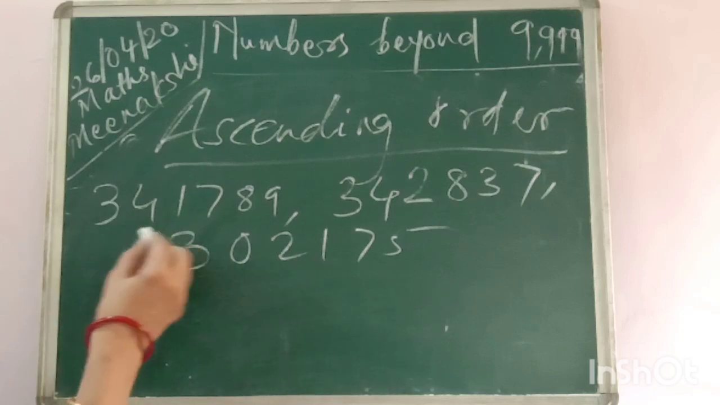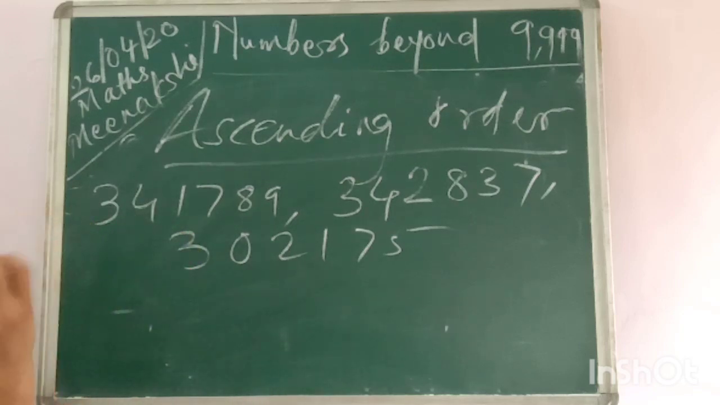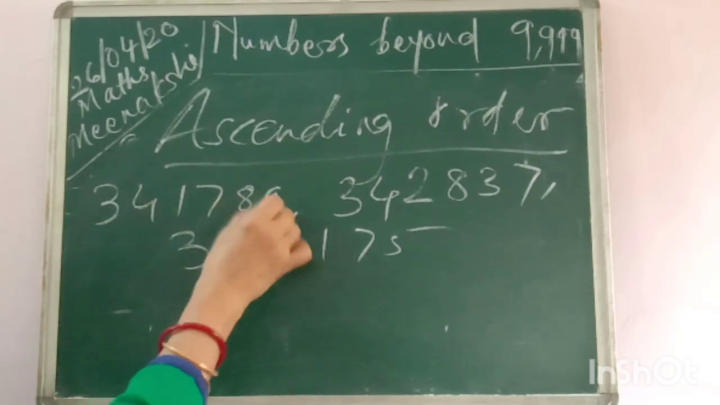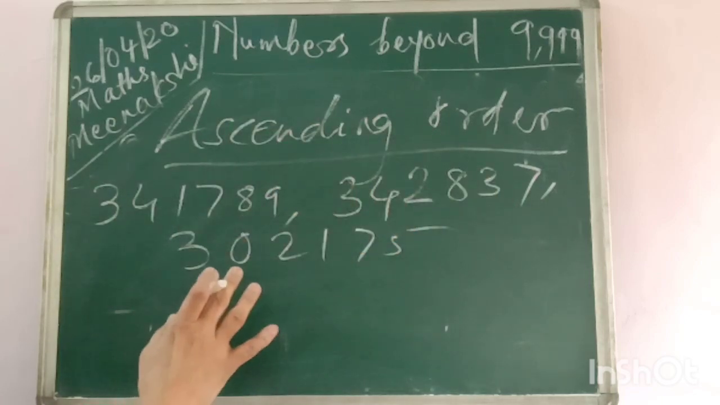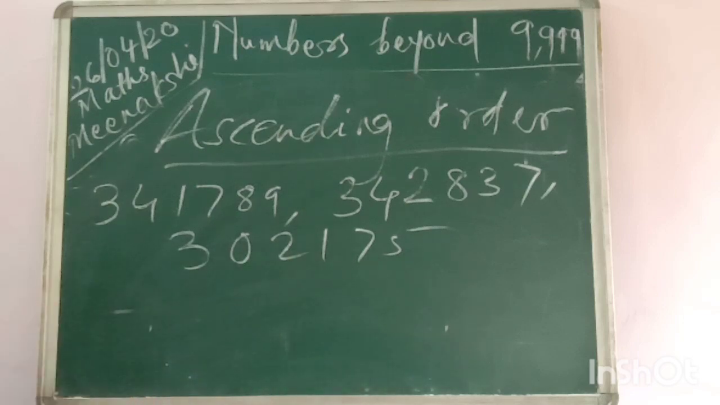Now look here. This number, first count the digits. 1, 2, 3, 4, 5, 6. This number is of 6 digits. This also is 6 digits. This number is also 6 digits. Now you check the digit at the higher place.